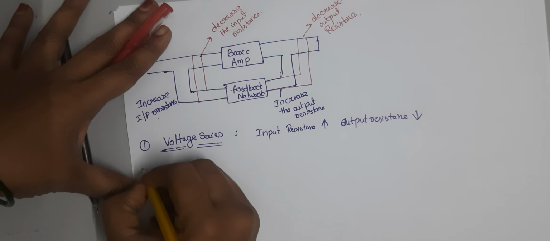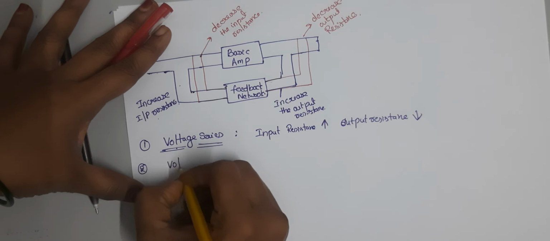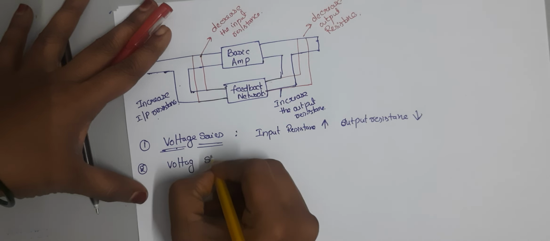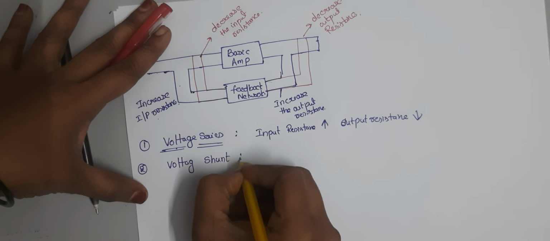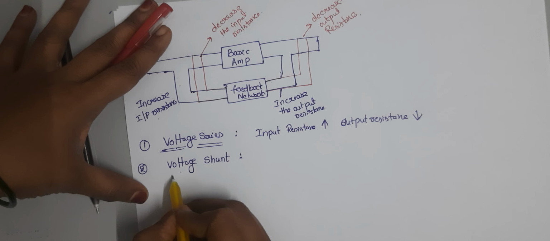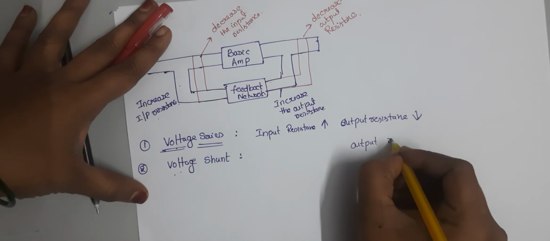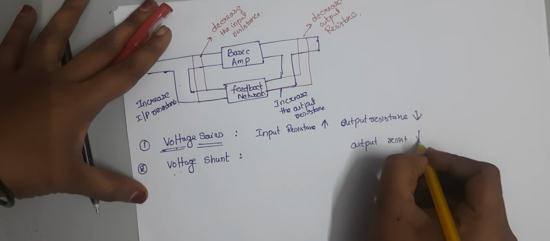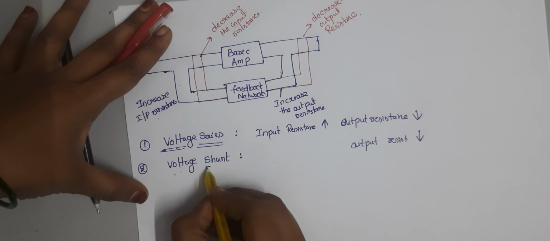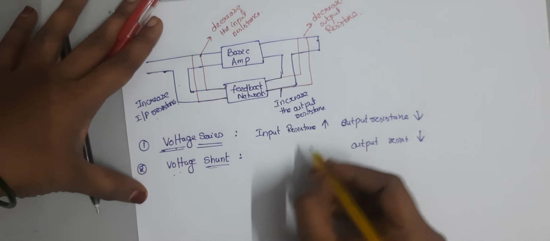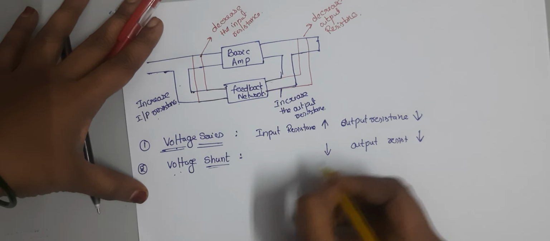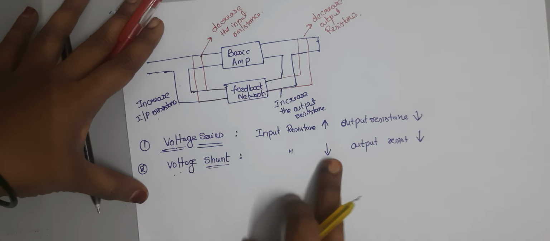Okay. Next, second one, voltage shunt. So first voltage sampling decreases the output resistance, the output resistance is decreasing. Shunt mixing also decreases the input resistance. Okay, shunt mixing also decreases the input resistance.